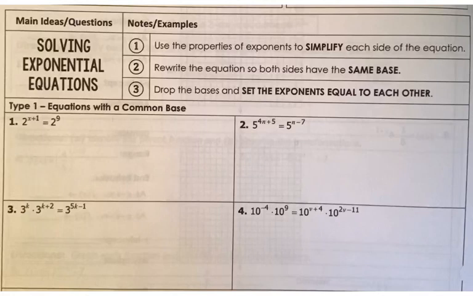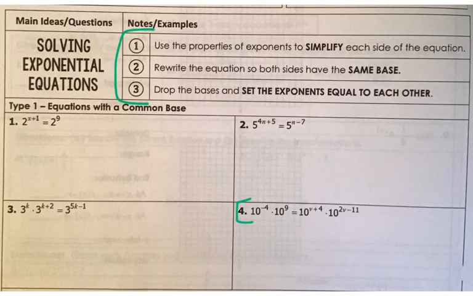Okay, here we go with solving exponential equations. So you will notice that everything that you're supposed to do is numbered for you. You have numbered steps, okay? Use the property of exponents to simplify each side of the equation. Meaning, if you need to add something together, like on number 4, we'll get there in a second, where it has 10 to the negative 4th times 10 to the 9th, combine those to make them 10 to the 5th. Okay, so simplify it first.